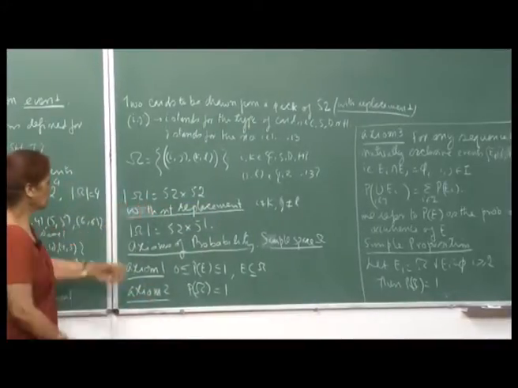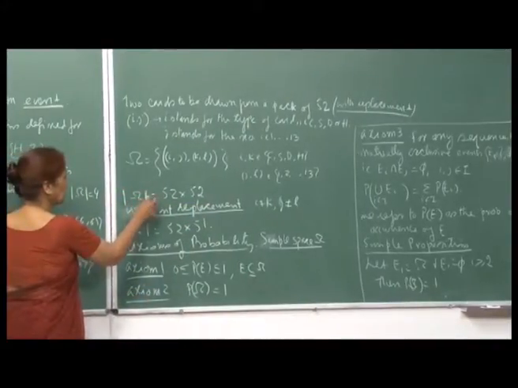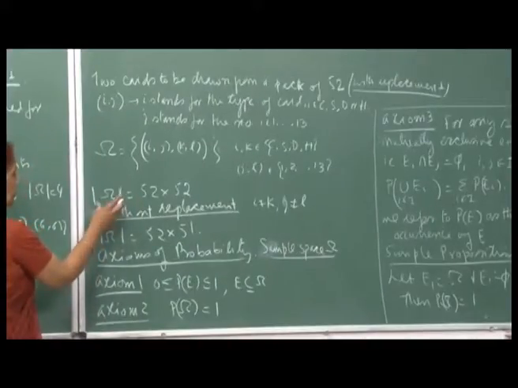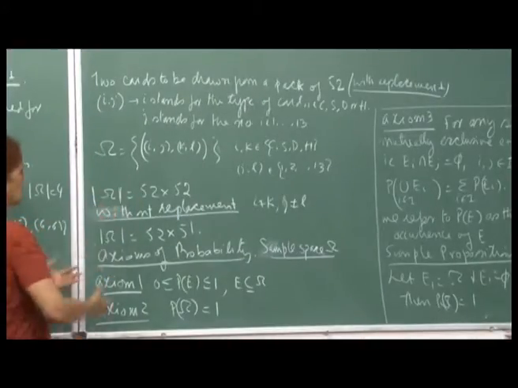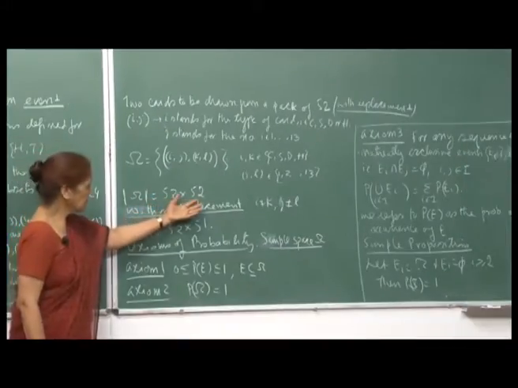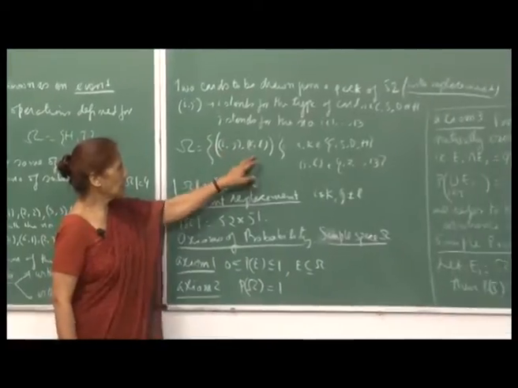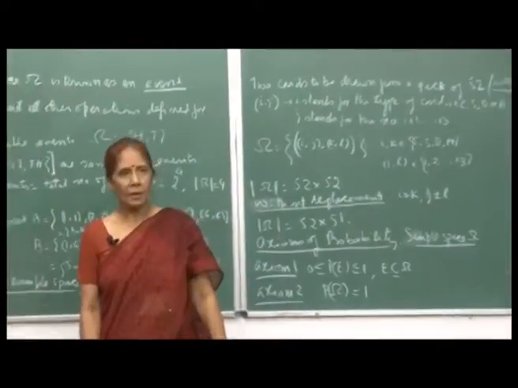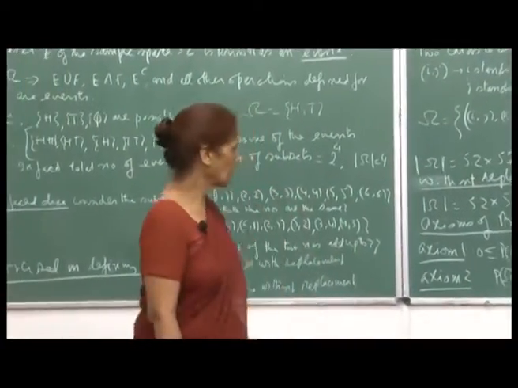Okay. And by the way, this denotes the cardinality of a set, which means the total number of elements in the set. So, here the sample space will consist of 52 into 52 such pairs, to indicate what cards you have got.